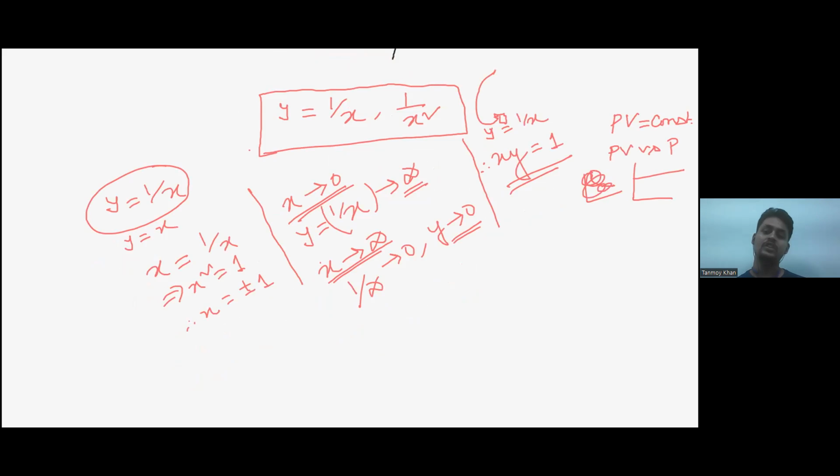So we have in hand 3 points. That x is plus minus 1 at this touching y equals x. And at the point x equals 0, the function will be infinity, and at the point infinite of x, the function will be 0. Okay. So keeping these 3 things in mind, you can draw the function very easily.